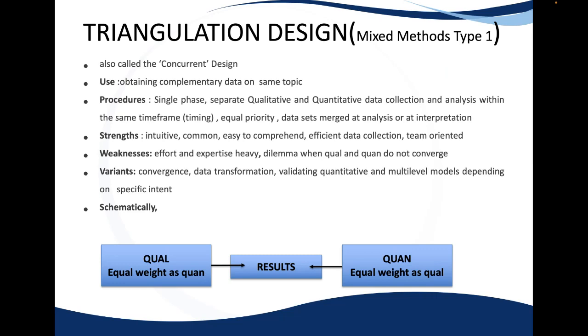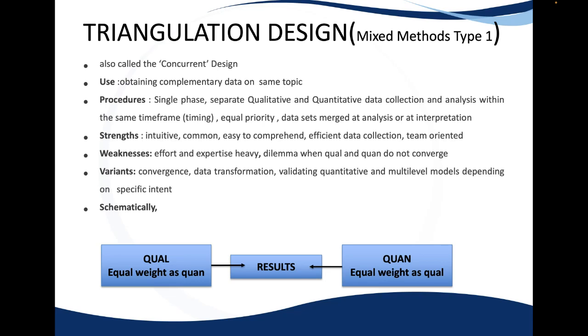Then, of course, there are variants in this. There's one where two different dimensions are put together just to allow them to converge at the point of data, at the point of the results. So the qualitative part and the quantitative part are equal weight, and they come together and you triangulate and deal with them simultaneously in relation to your analysis and so forth.